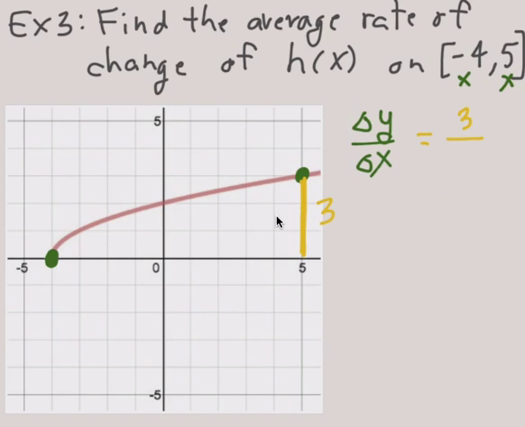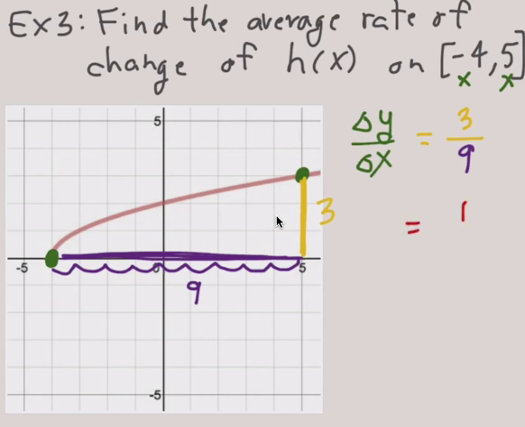Okay? The x values, well, the x values went farther. They changed this distance right here. That's how far you'd have to go horizontally. And you can count that. That's 1, 2, 3, 4, 5, 6, 7, 8, 9. So my average rate of change is 3 over 9, or if I simplify that down, I get 1/3. Okay? Still calculating the change in y divided by the change in x. In the graph, though, we can do this visually.